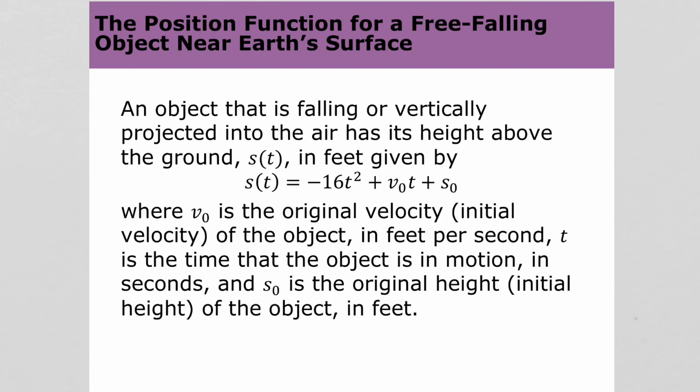The position function for a free-falling object is S of t equals negative 16t squared minus v naught t plus s naught. We've probably looked at this a little bit before, but v naught is the original velocity, this little sub-zero thing. We call it a naught for some reason. S naught is the original height, and t is in time.